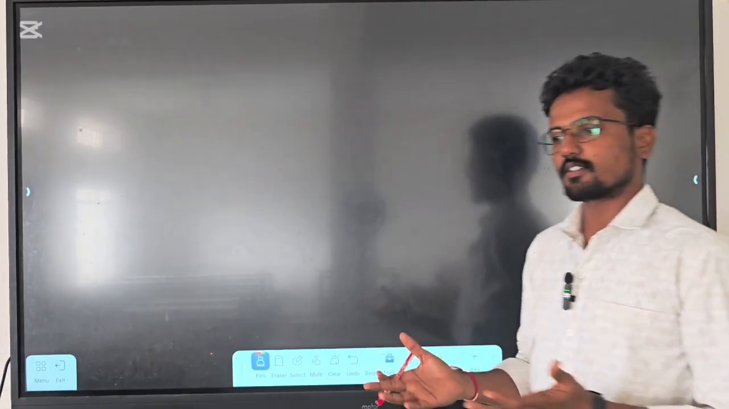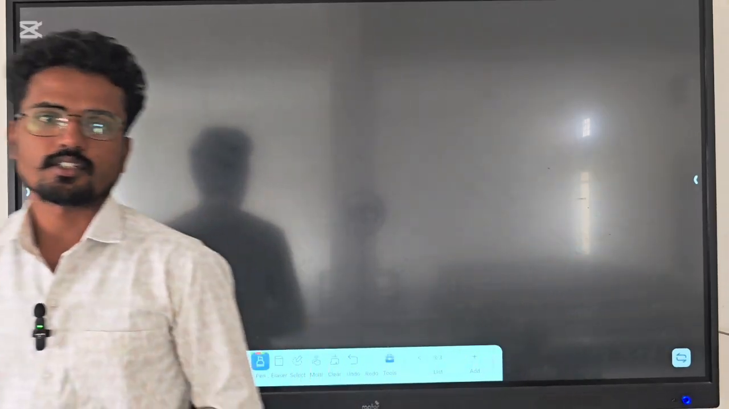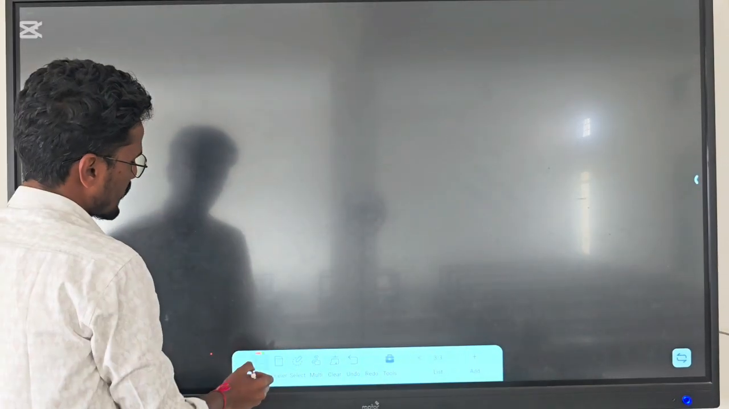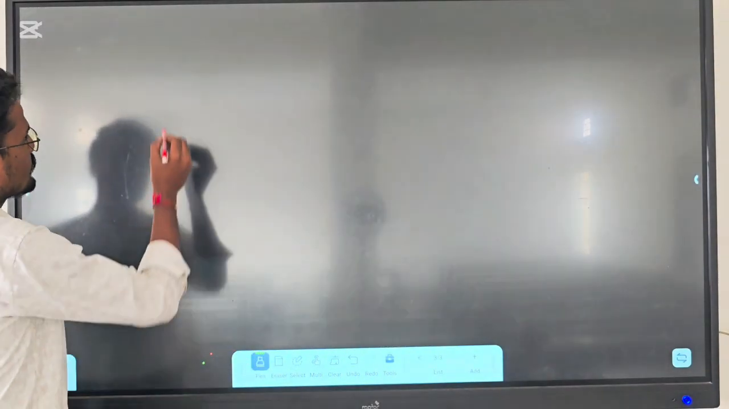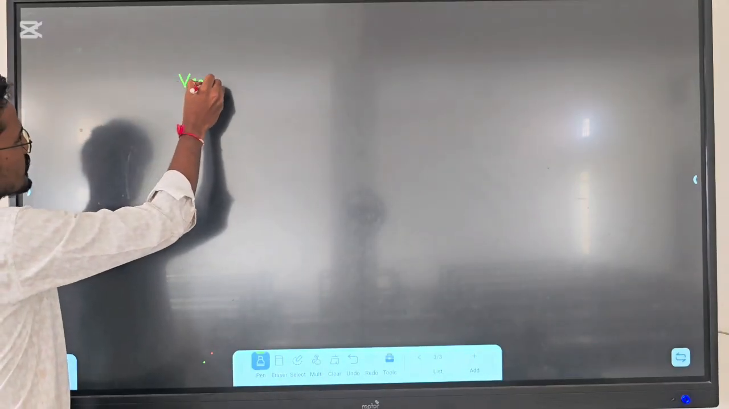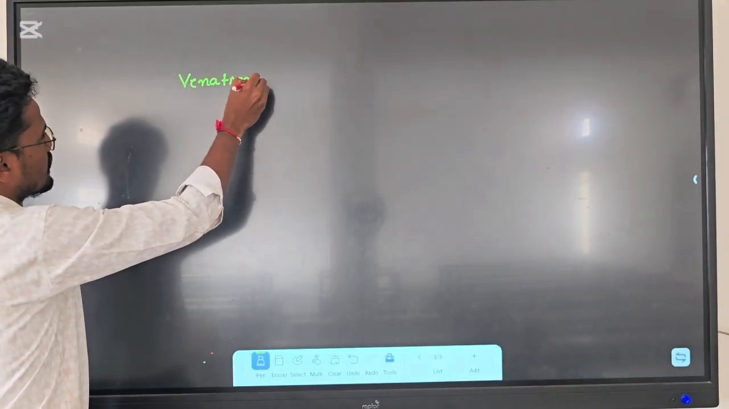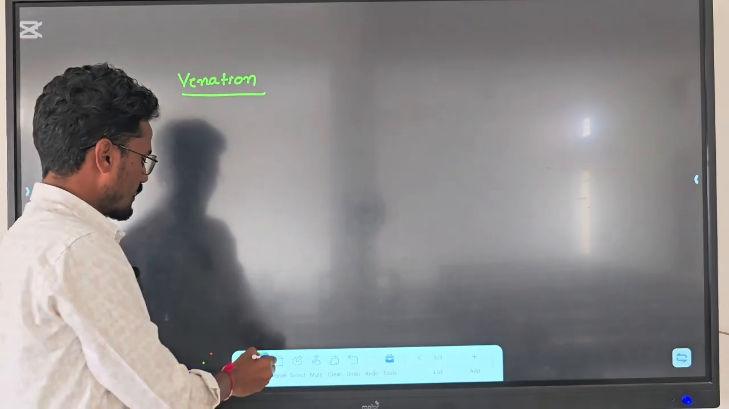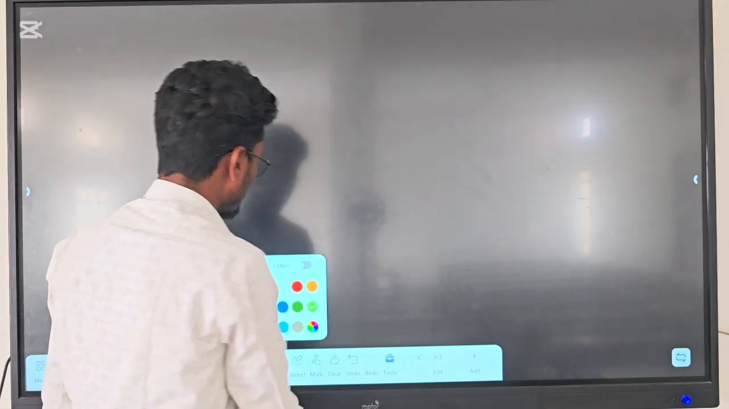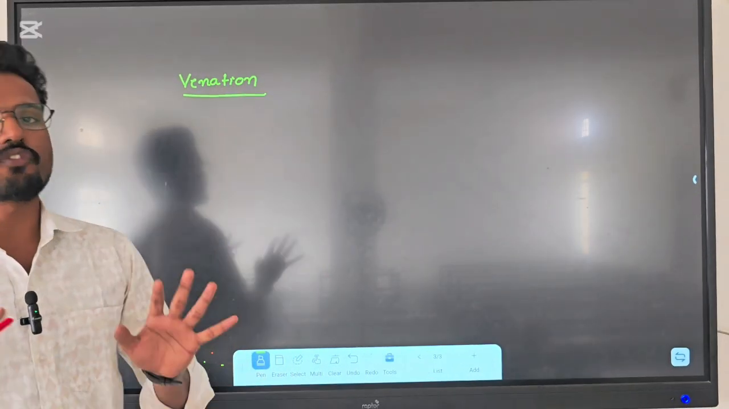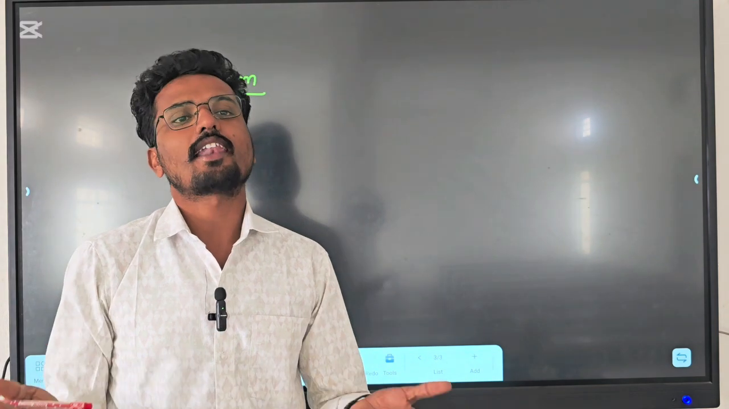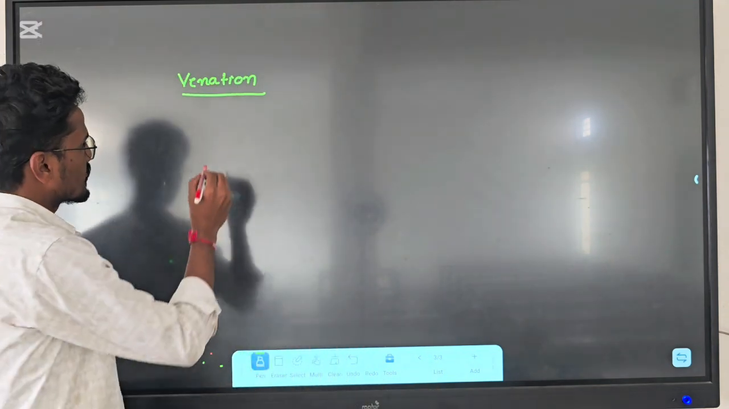Now we are going to discuss venation. There is another important concept in a leaf, that is venation. What do you mean by venation? Venation is nothing but the arrangement of veins and veinlets on a lamina. That is called venation.